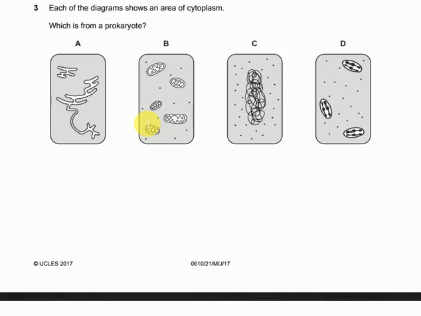Question 3. Each diagram shows an area of cytoplasm. So each is an area of cytoplasm, which is a form of a prokaryote. Prokaryotes are like bacteria. Bacteria are prokaryotes, and bacteria don't have a nucleus, so it's certainly C. Let's look and see.